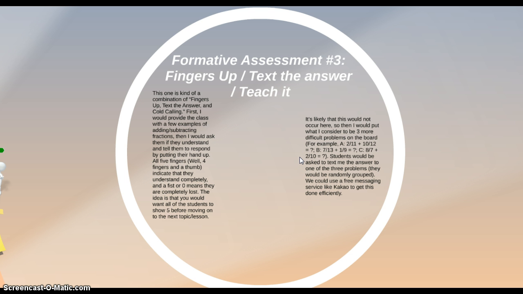Then I would give the students a couple examples, maybe like A, B, and C, 3 different examples on the board, and I would assign some of them to answer those examples. That's the text the answer exercise. So what students would do is they'd work out the problem on paper, and then they would text the answer to me, and I would immediately be able to tell which students are getting the answer and which students aren't. And then that leads to the last part.